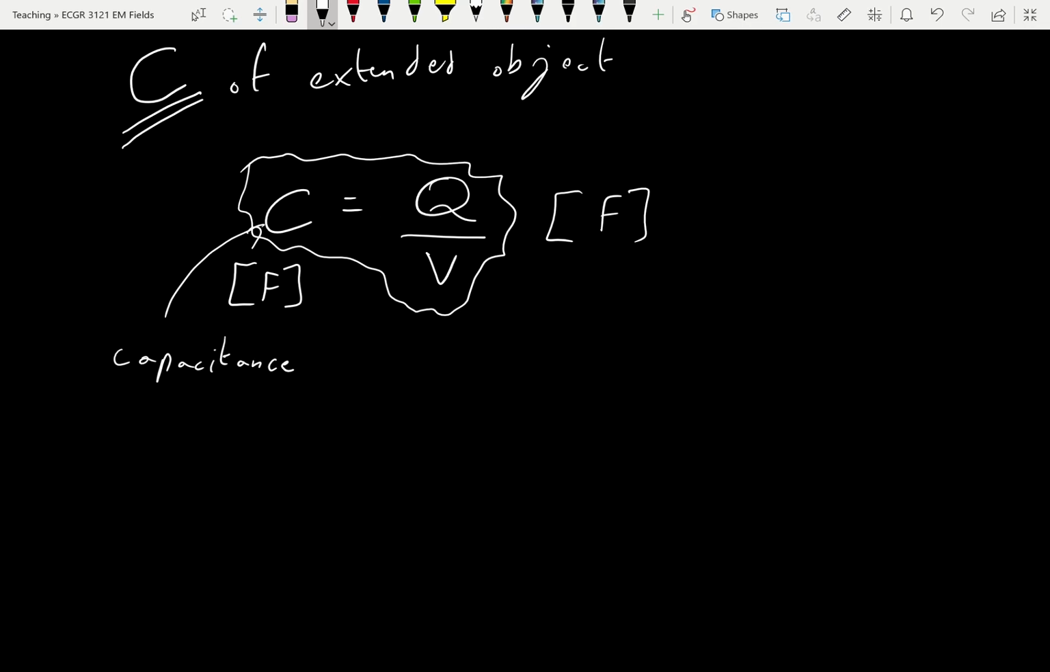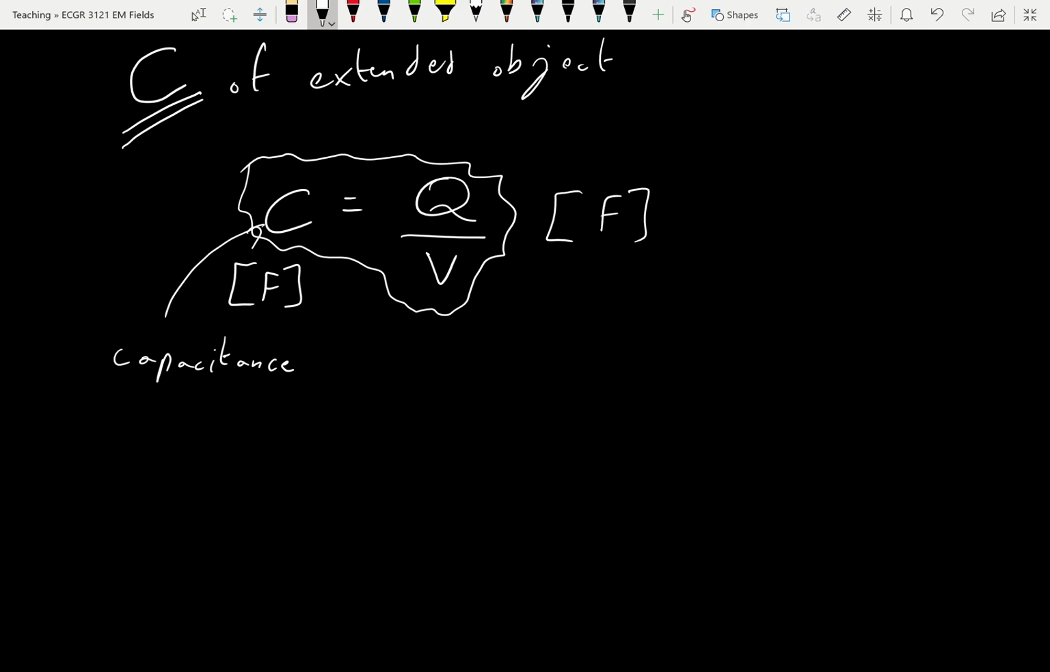It's a lumped property. Notice it does not, we do not care about the dimensions of the object, what the object looks like. All we're trying to do is extract some numerical lumped property that is one-dimensional. This is just the total charge over the total voltage.